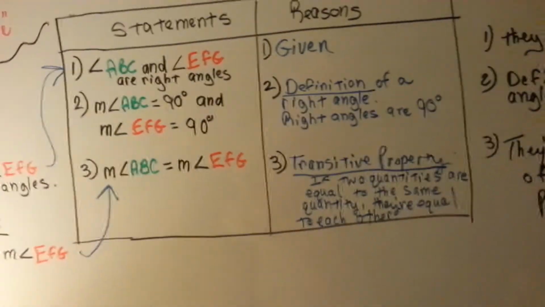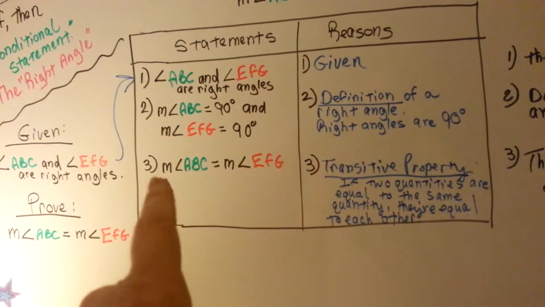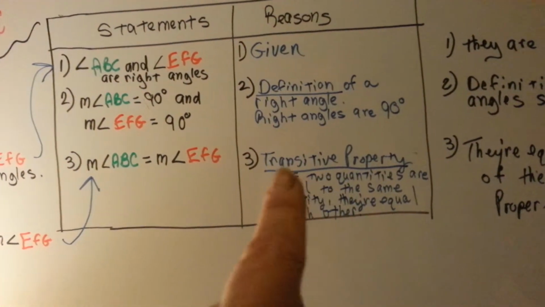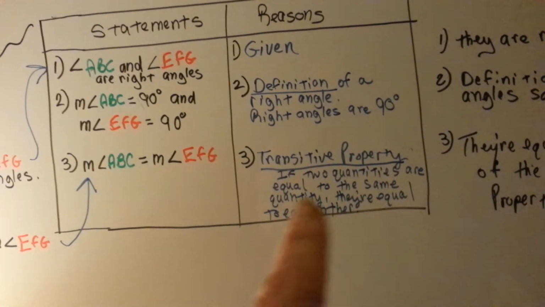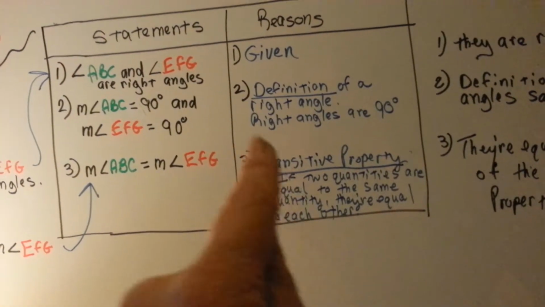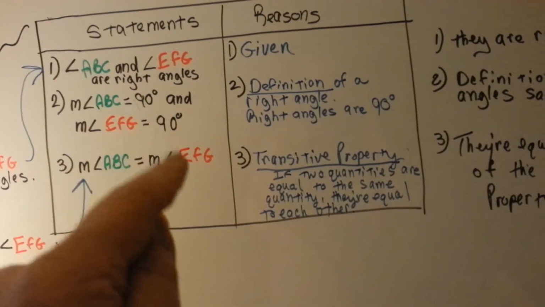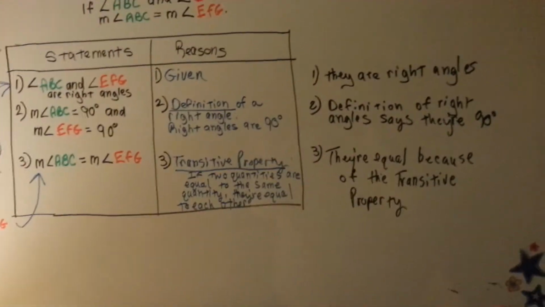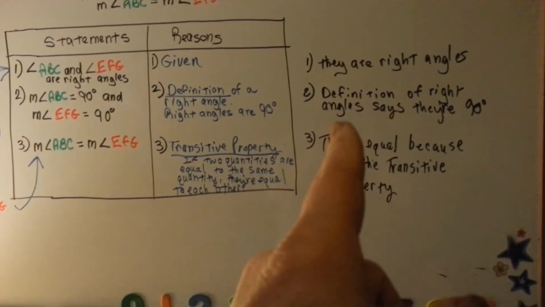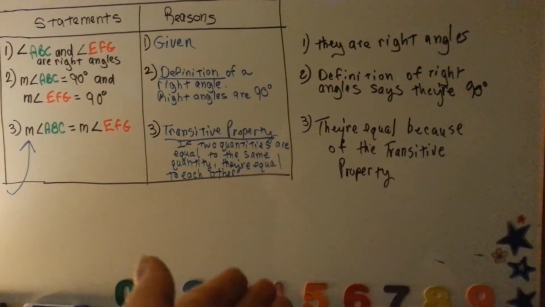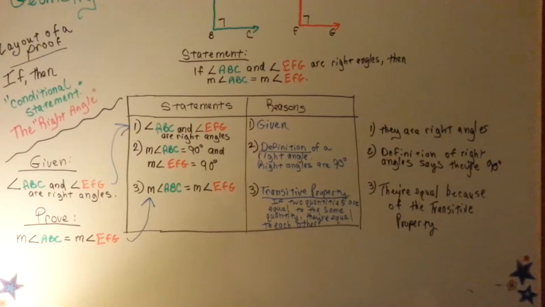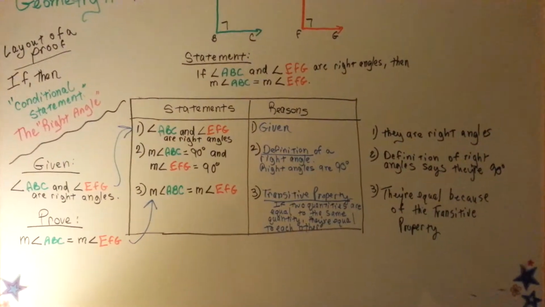Okay? So now we have to prove that the measure of angle ABC is equal to the measure of EFG. Well, transitive property says if two quantities are equal to the same quantity, they're equal to each other. See? It says they're both 90 degrees. So 1 says they're right angles, 2 says definition of right angles is they're 90, and number 3 says they're equal because of the transitive property. So that is an example of a proof, a right angle proof, with a conditional statement of if-then.